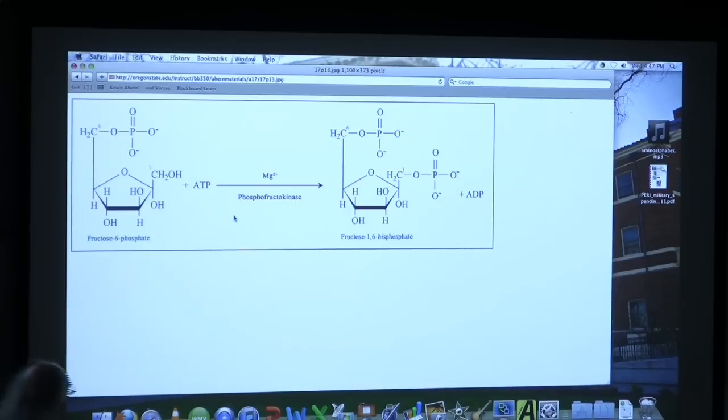Okay. Now, as I said, this enzyme is very interesting and it's very important. When we think about regulation, all right, we have to think about regulation because we don't want these pathways running all the time.